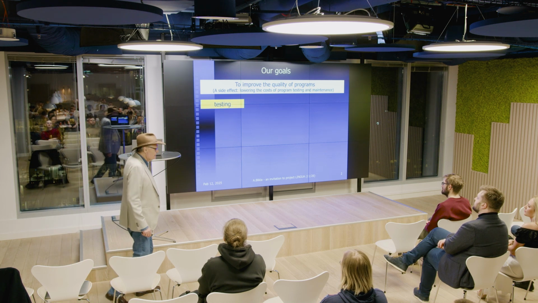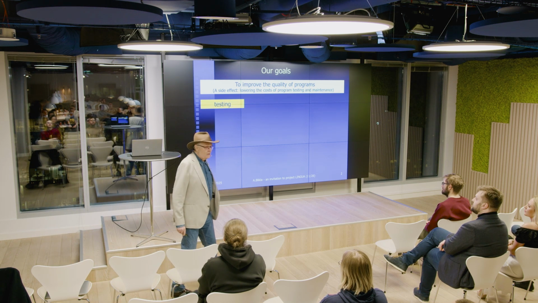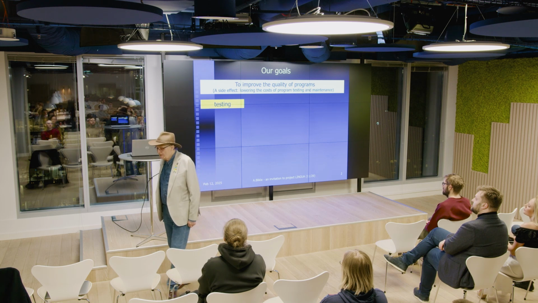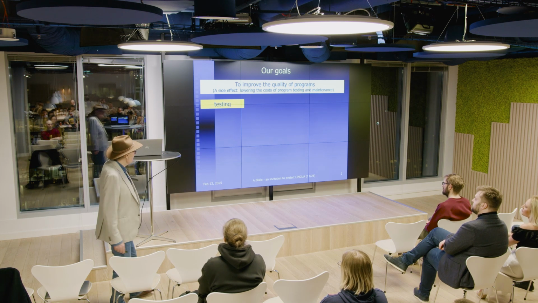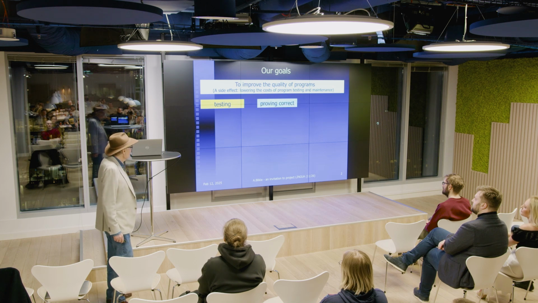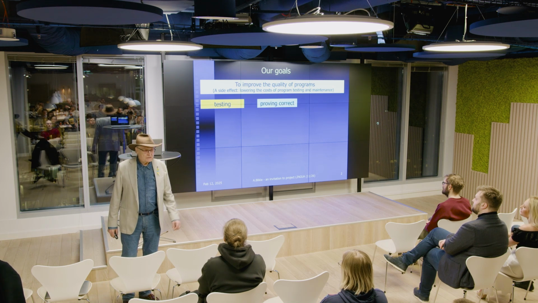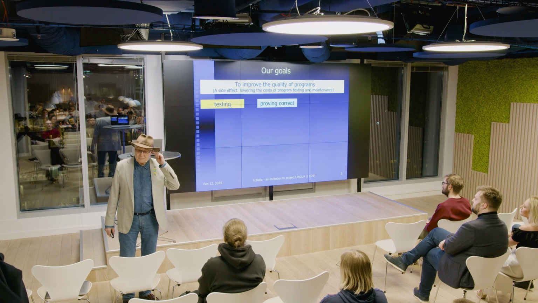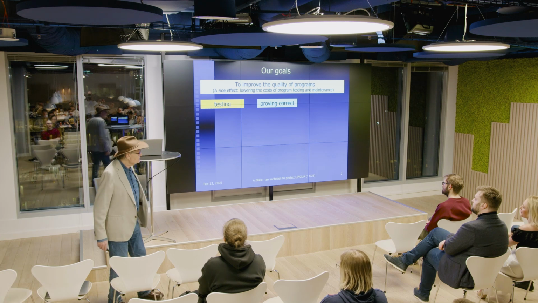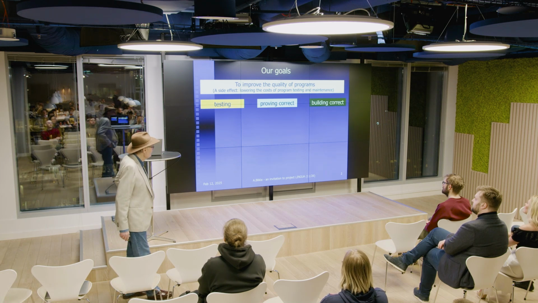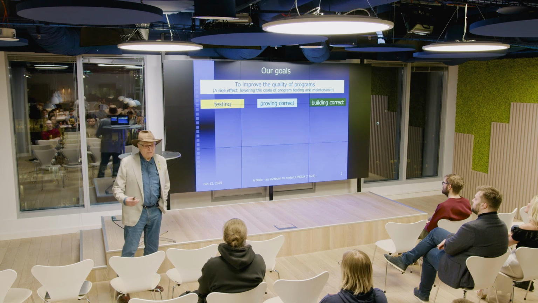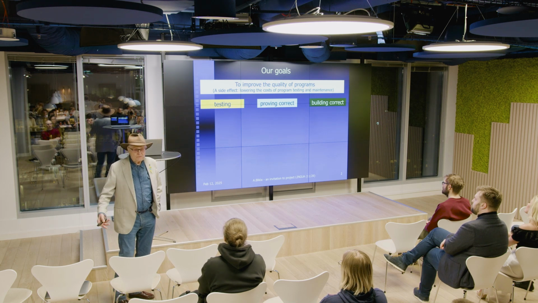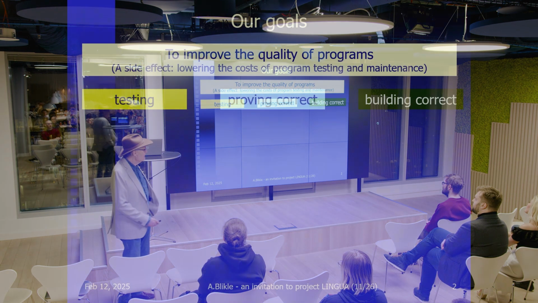There are essentially three ways of caring about program quality. One is, of course, testing. The second is proving programs correct on the basis of a mathematical theory. And the third is to build programs correct, rather than build them anyway and then prove them correct later on.